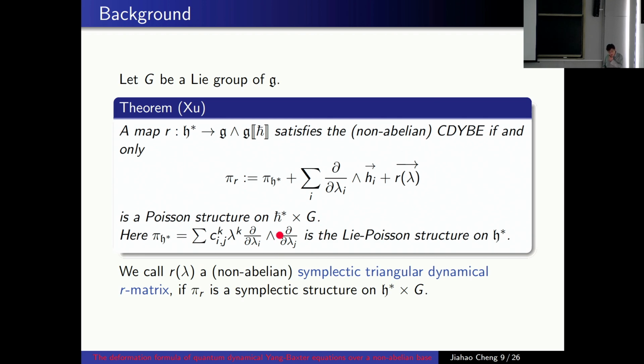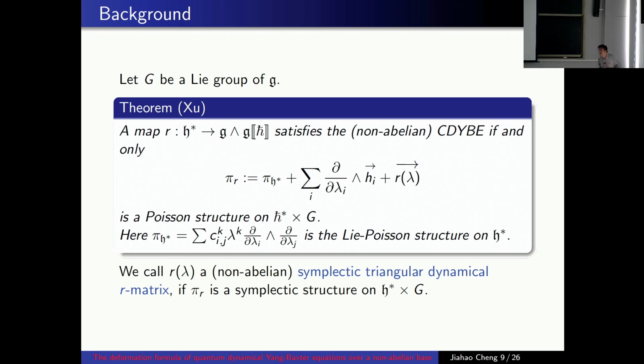In particular, we see that this is a Poisson structure on H star times G. So one may ask when this Poisson structure comes from a symplectic structure. We now introduce a concept: if this Poisson structure is actually a symplectic structure, then we call it a symplectic triangular dynamical R matrix. This is a very special kind of classical triangular dynamical R matrix.